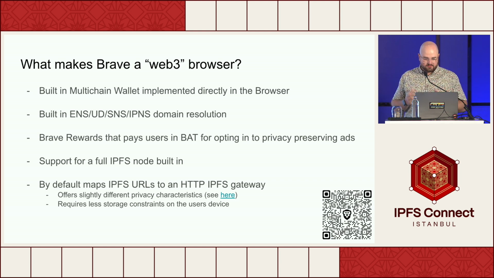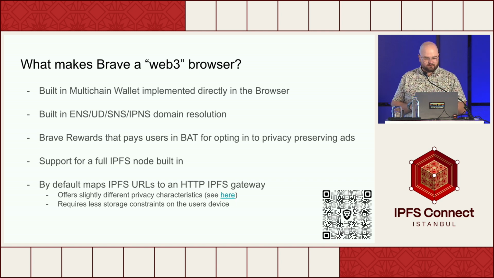One of those is we have a built-in multi-chain wallet implemented directly in the browser. We actually support Filecoin in there. We also have built-in ENS, UD, SNS, and IPNS domain resolution. So in certain cases with these, you can actually resolve an ENS name to a content identifier and then be able to register it, and we'll cover that. We also have Brave Rewards that pays users in BAT for opting into privacy-preserving ads. I'm sure many people are familiar with this. This is one of the key features of Web3 that got us into the space.